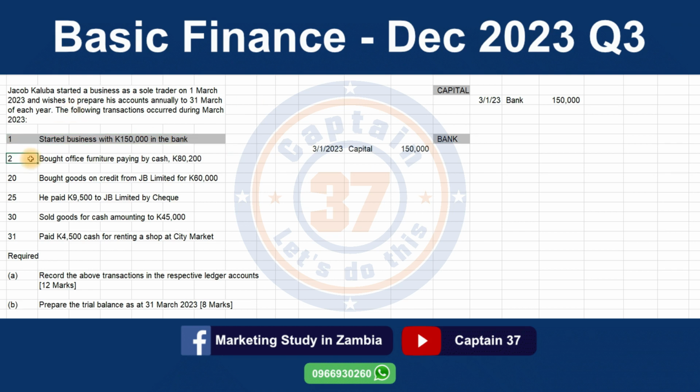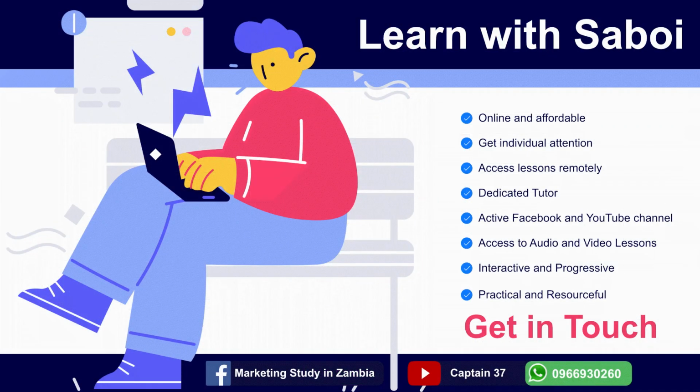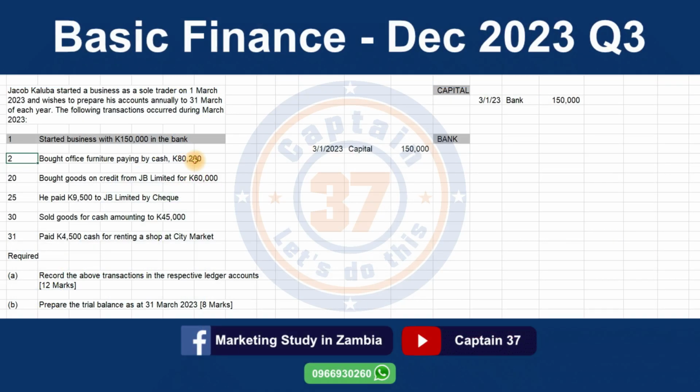We go to the transaction that happened on the 2nd. Bought office furniture paying by cash, 80,200. So the two accounts that we're dealing with here are the office furniture account and the cash account. So let's open an office furniture account. Office furniture, spelling, furniture. Okay, we have the office furniture account.